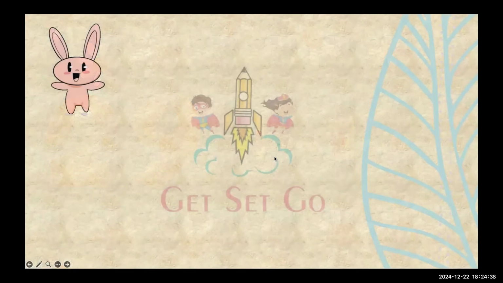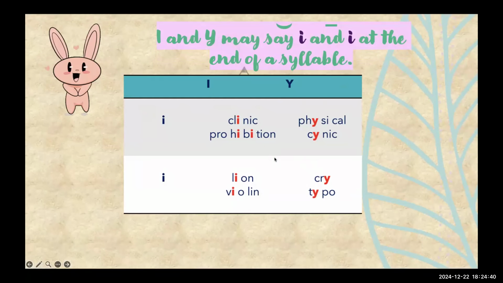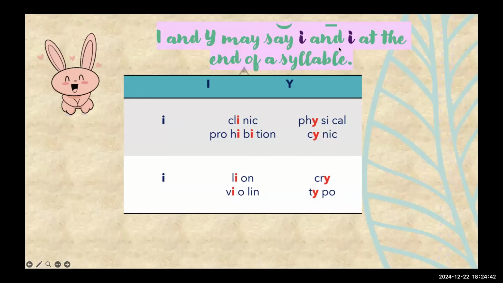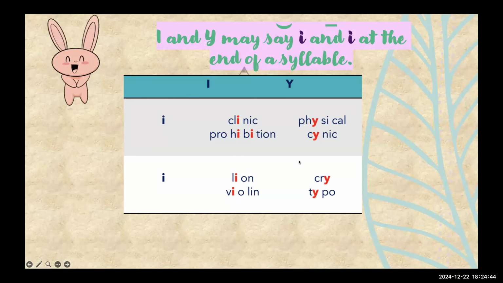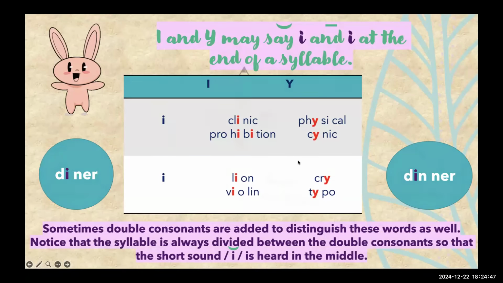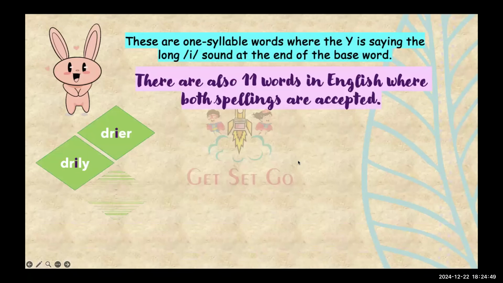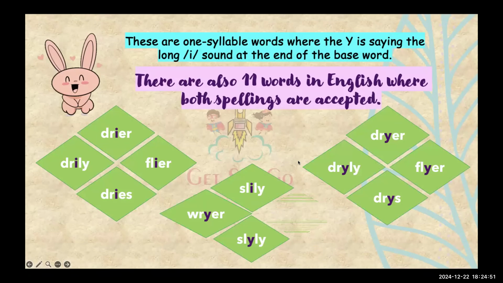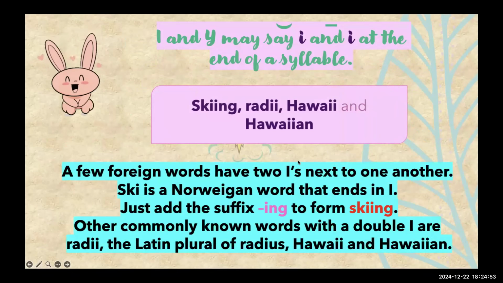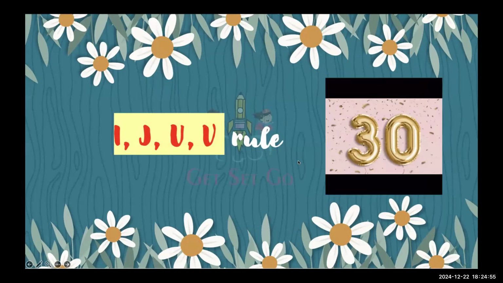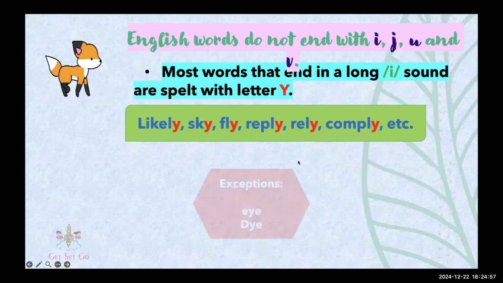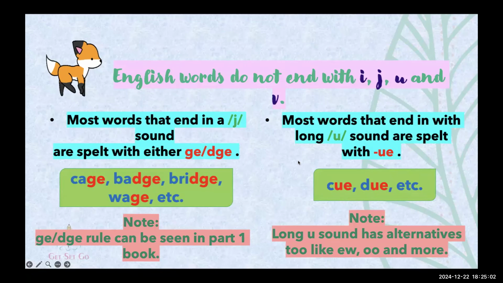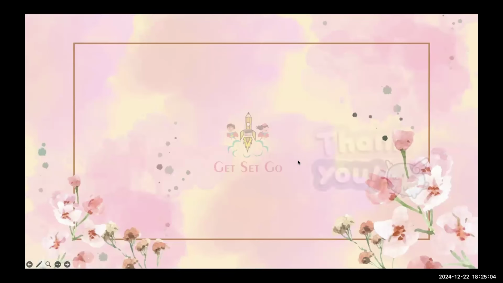Then you have rule number 29, where I can say it's the shut sound at the end of the syllables. Why also? Okay, so explanation, and then you have these words. Explanation for rule breakers. I, J, U, and V are never used at the end of the words. Okay, so this is how it is. Now 30 rules covered here.